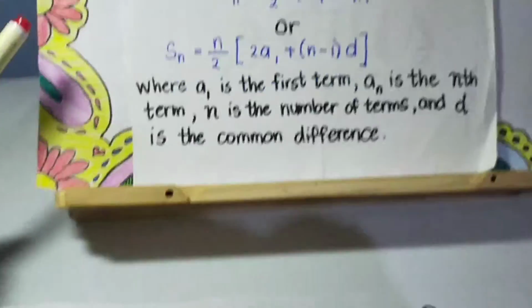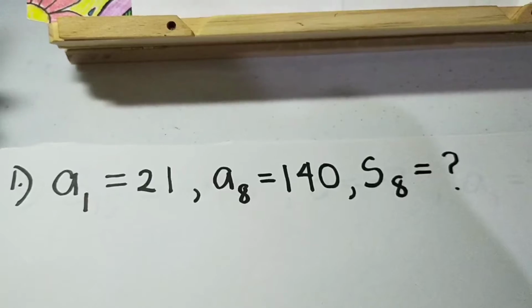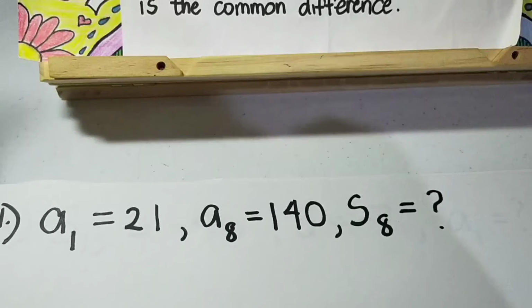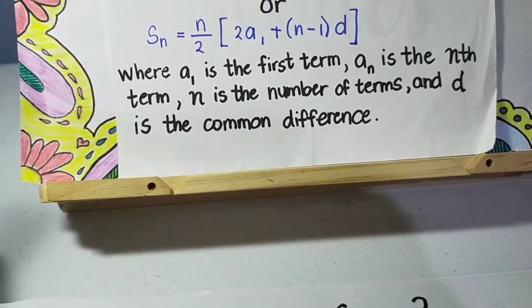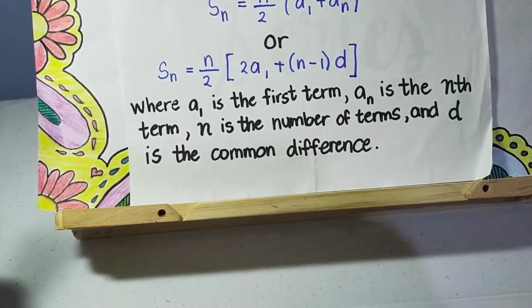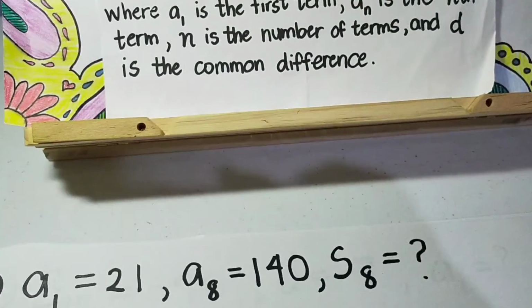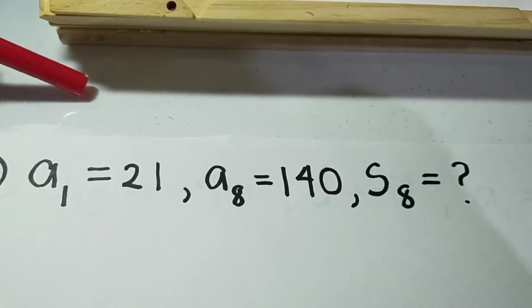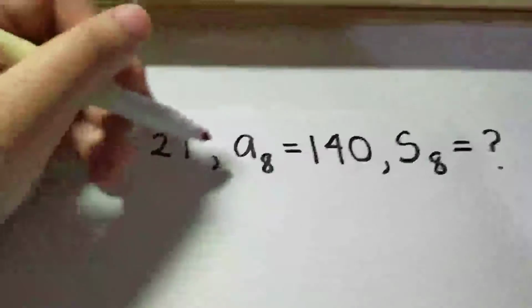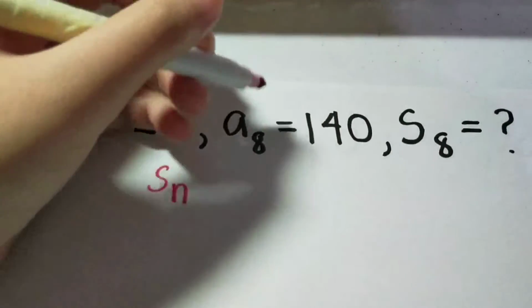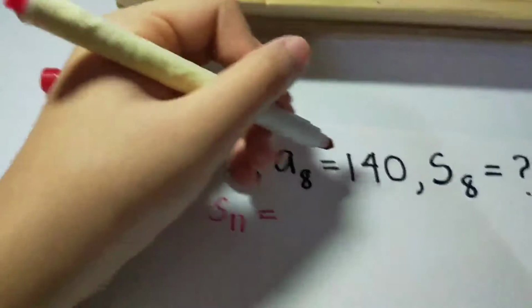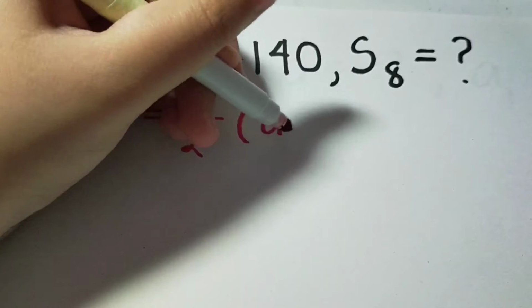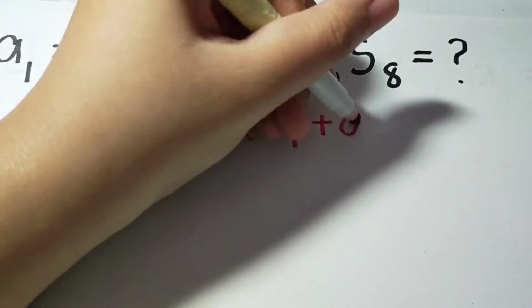So, mapapansin natin na yung given ay the number of terms and the first term, and the nth term, which is a sub 8. So, using this first formula, S sub n is equals to n over 2 times the quantity of a sub 1 plus a sub n.